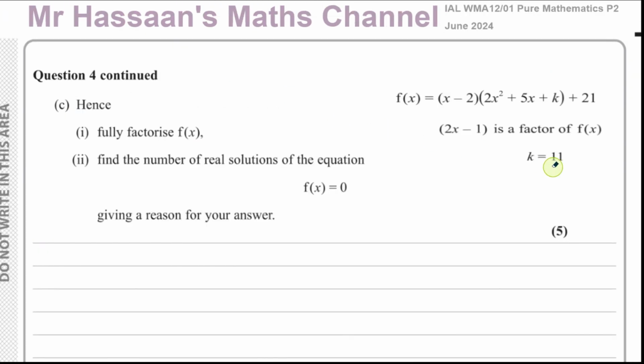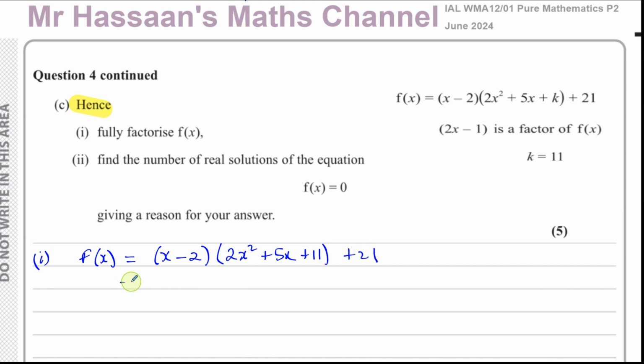Now, for part C, it says hence. Hence means using what we just learned. So hence, it says fully factorize f of x. So I've got some of the things that we've learned already. One of them, that k is equal to 11. So let's first of all just rewrite this in a way that's a bit more friendly for us to end up factorizing it. So I'm going to write first the value of k inside the expression. So x minus 2 times 2x squared plus 5x plus 11 and then plus 21.